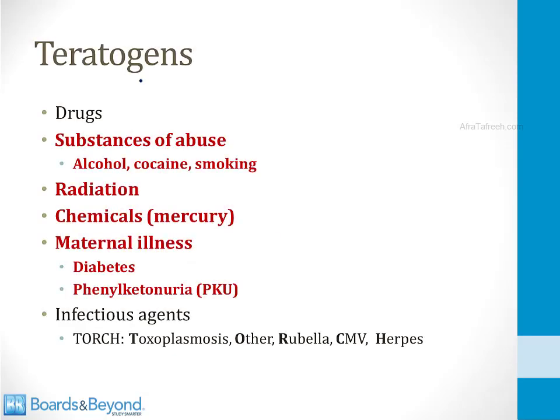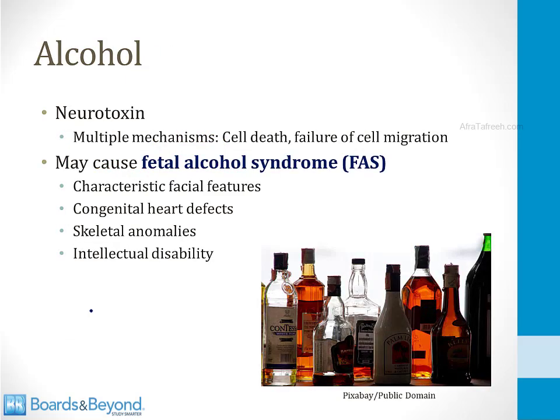All the items listed on this slide are potential teratogens. In the first teratogen video, I talked about drugs. In this video, we're going to focus on these items here, highlighted in red, and in a separate video, I talk about TORCH infections that are dangerous during pregnancy. Let's start by talking about alcohol.